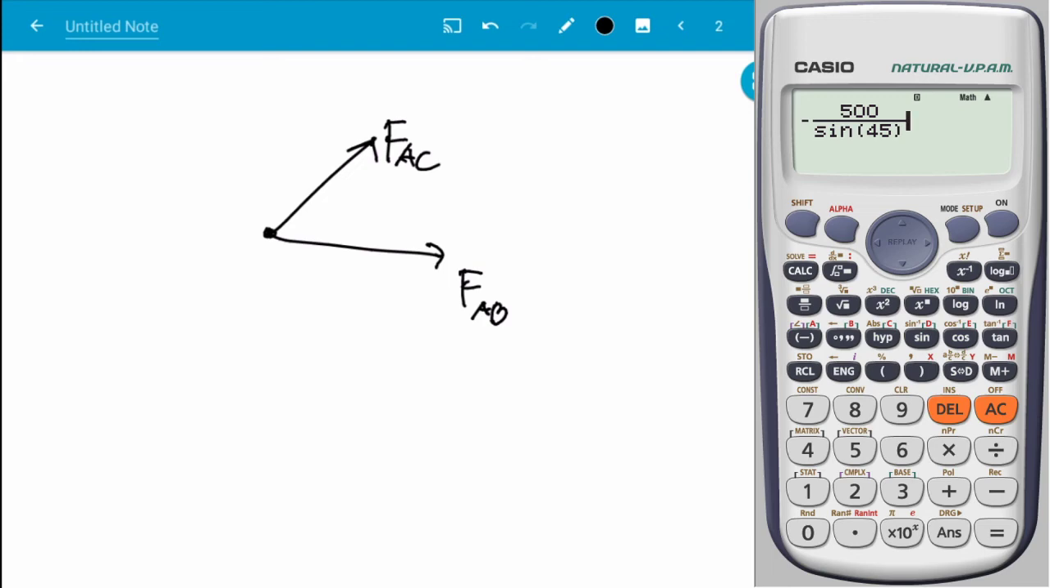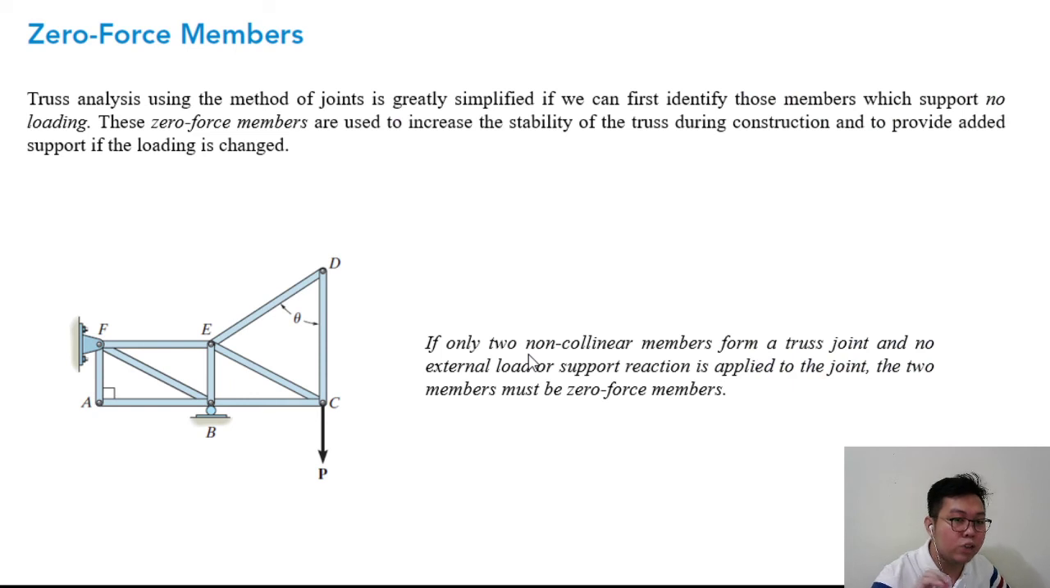So, check na natin yung condition niya dito. Now, if only two non-collinear members form a truss joint and no external load or support reaction is applied to the joint, the two members daw must be zero force members. Ano yung joint na merong only two members and then dapat non-collinear sila, kasi pag collinear sila malamang may force diyan. Pag non-collinear, walang force diyan.